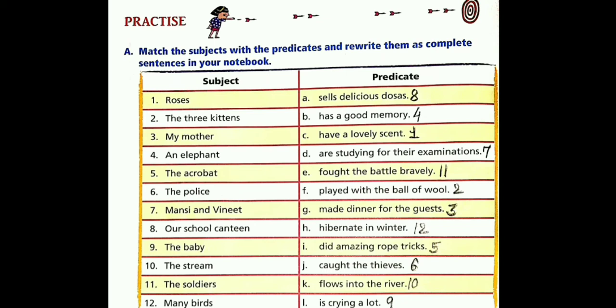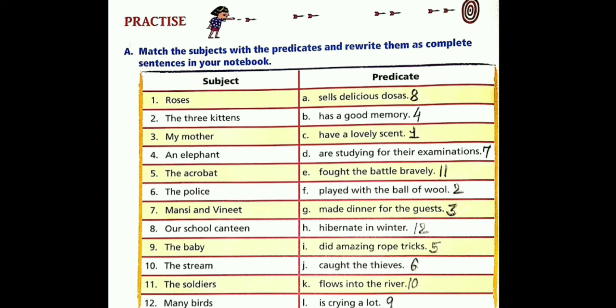Now the ninth one, the baby. And the correct answer is L. Is crying a lot. The complete sentence will be the baby is crying a lot. Now the 10th one, the stream. And the correct answer is K. Flows into the river. The complete sentence will be the stream flows into the river.